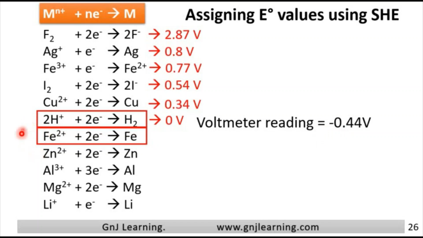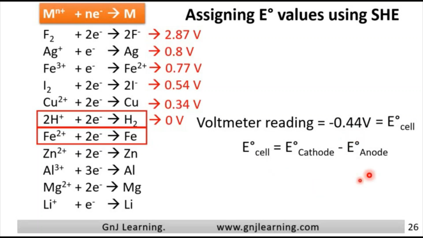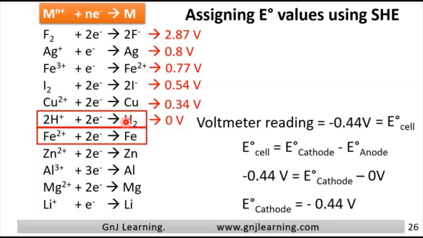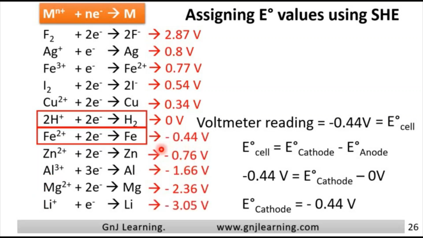Similarly, I can connect SHE with other electrodes, and each time I can find the E0 cell value. Now in this case, E0 cell is equal to 0.44 volt. So when I substitute E0 cell in E0 anode, E0 cell is this value, and for anode it is 0 because I am treating SHE as reference, and therefore E0 cathode is equal to minus 0.44 volt. Each time I am doing the same for all, and I will get the values like this. For this it is 0.44, and as we go down, the values decrease. So as a whole, if you see, the electrode potential is increasing going upward.